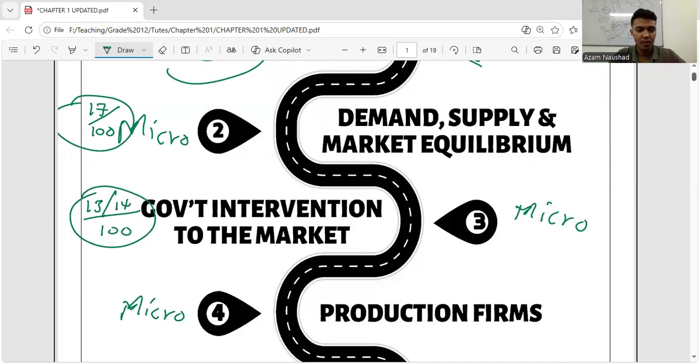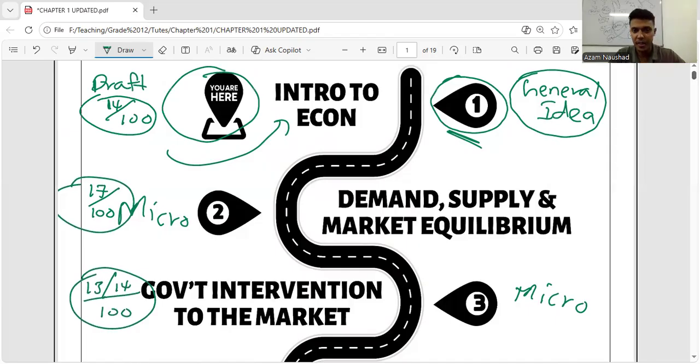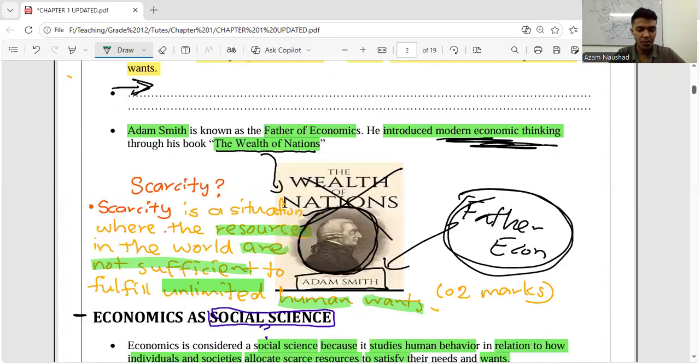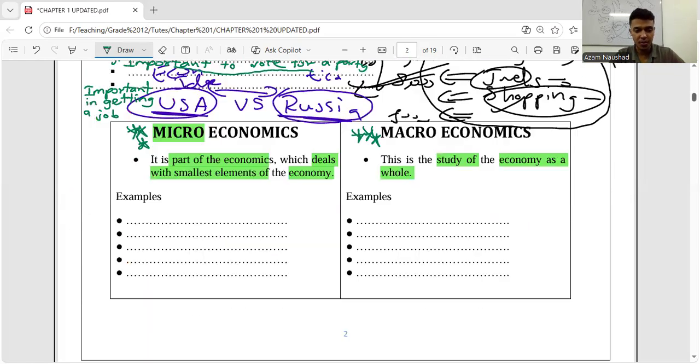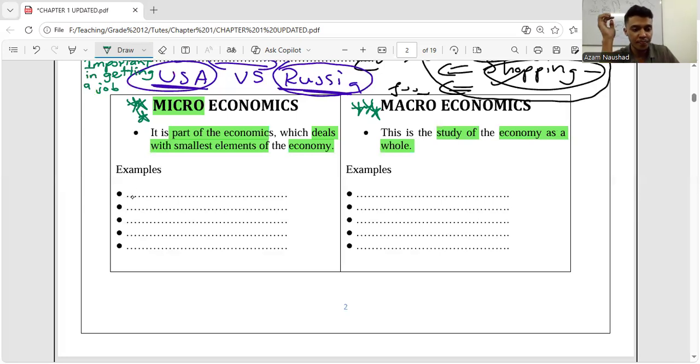Okay, coming all the way down, hope you have marked this one. If not, better if you can take a screenshot, and then coming all the way down to the examples of micro and macroeconomics. So write down example number 1, price of a pen. For now, just write the example. I'll explain the examples in the upcoming class. Okay, price of a pen.